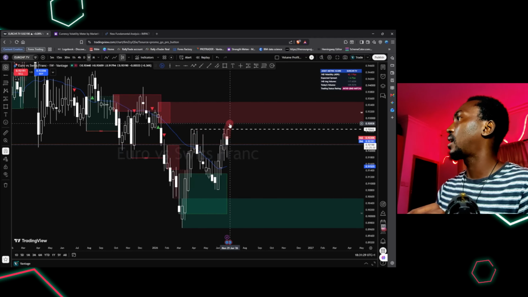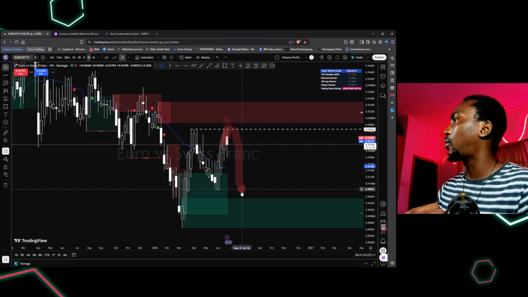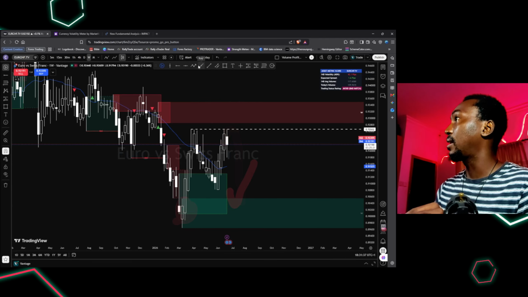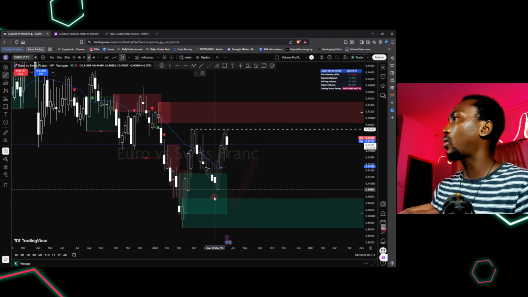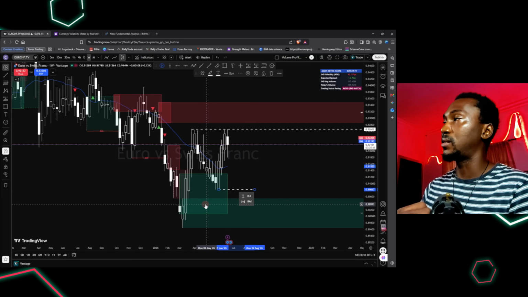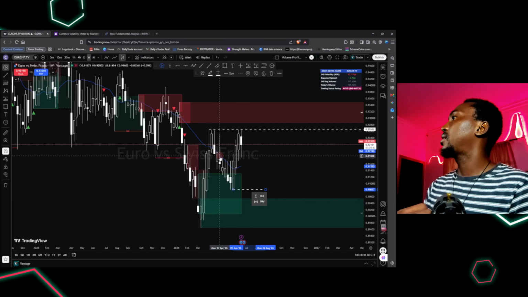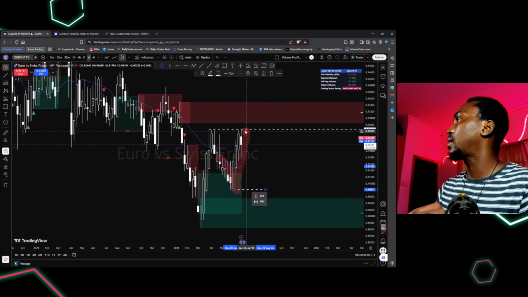If price can take out this high, maybe not even get into the zone, but at least take out this high and then fall down, I see this zone as a zone where I would love to buy from. Why in particular? Because I'll call this right here a very clear structural liquidity or inducement, if I should call it. So this is going to serve as a good inducement if price breaks above this zone.